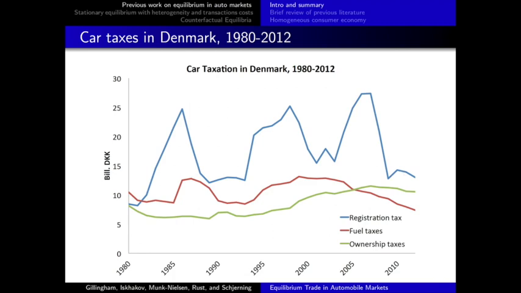So the registration taxes are really highly pro-cyclical. You can also see some of it in the use of gasoline and driving, but most of it is really driven by the fact that people are making changes in how often they replace their cars.